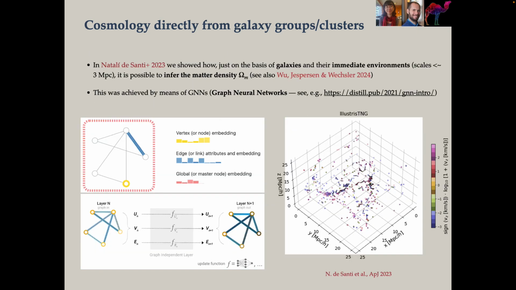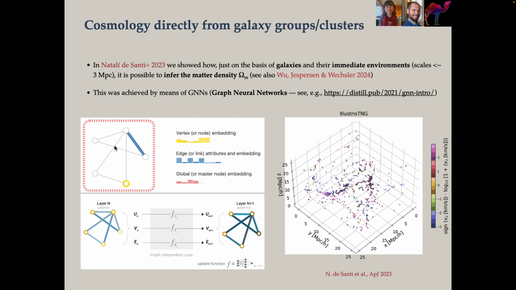So in this paper, Nathalie de Santi et al. 2023, it was shown that just on the basis of galaxies and their immediate environment, meaning scales which are typically less than about 3 megaparsecs, it was possible to infer the matter density of the universe. By the way, there's an interesting paper which goes some way into explaining how it is that you can get that information back. This was achieved in that paper through the use of graph neural networks, and there's a link here if you're interested in this.